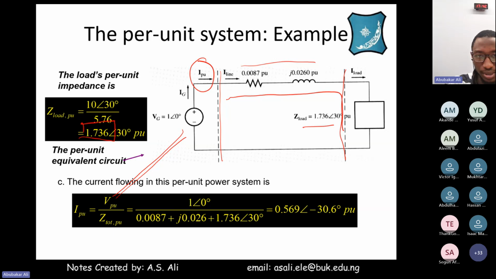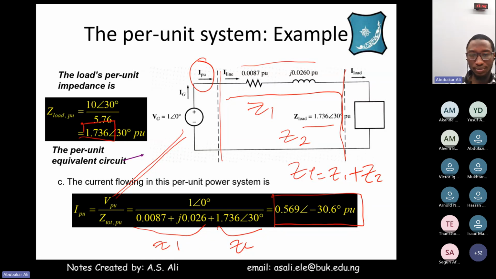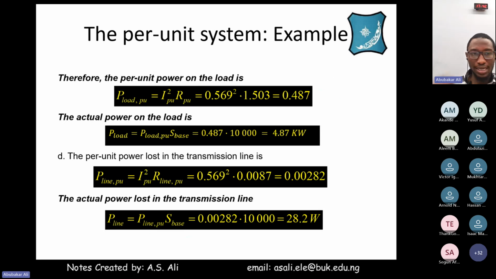So our impedances are connected in series, right? If this is Z1 and this is Z2 or ZL, our Z total is Z1 plus Z2. With that, we can do the summation, and this gives you the current going through this circuit in per unit terms, which is 0.569 angle minus 30.6 degrees. We know the current that is going through.